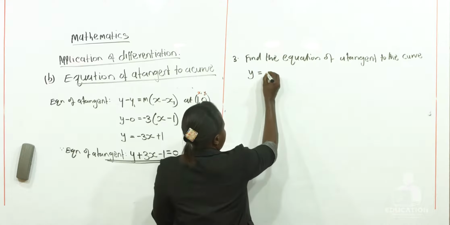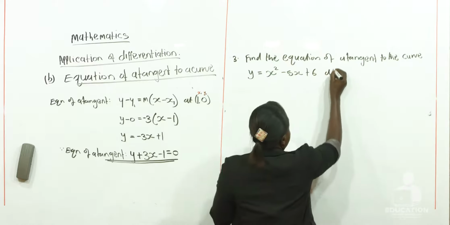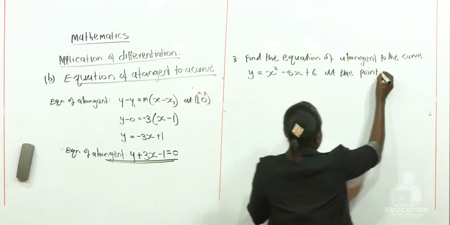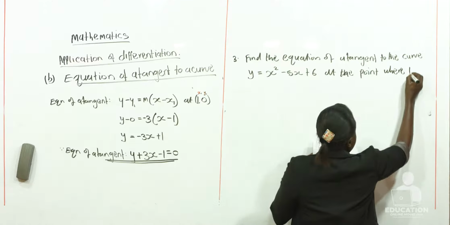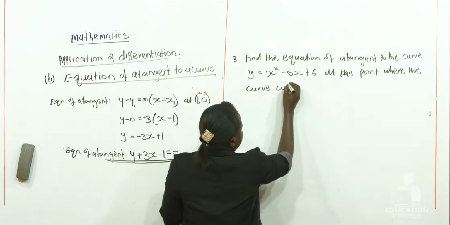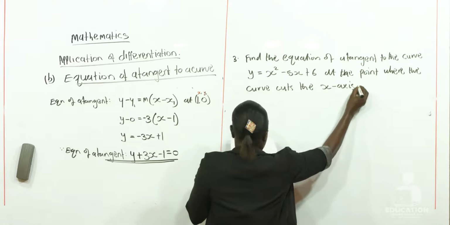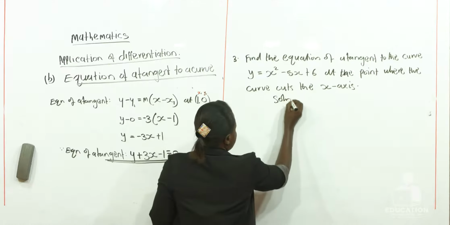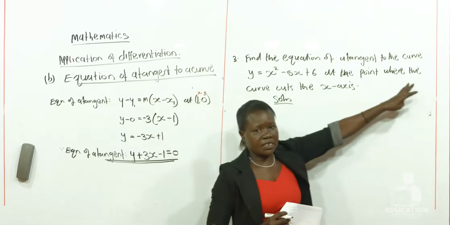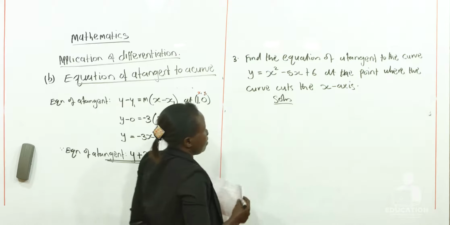So we say solution. What happened here? They have given us the equation, and they have not given us the points we can substitute, because we said for us to write the equation, we must know the gradient. And in this case, they have not given us the points.